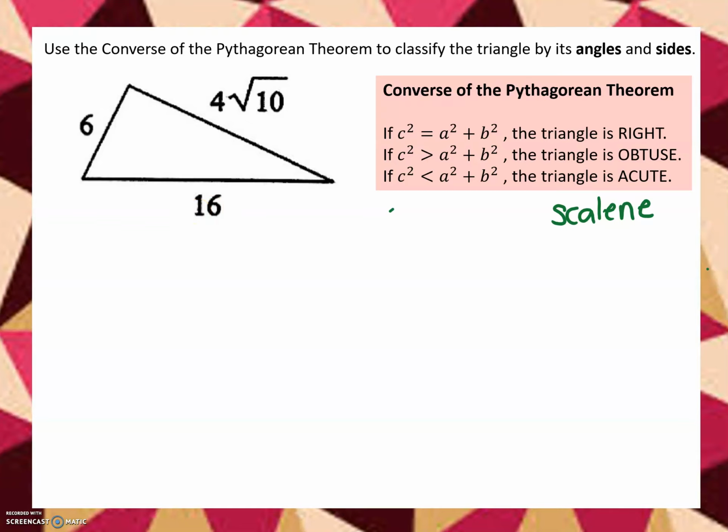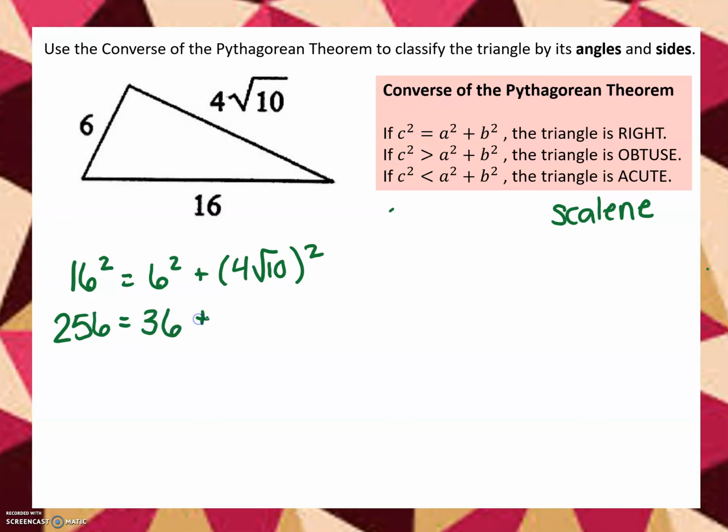So when I set up my equation for the converse, I'm going to write 16 squared first, because 16 is the longest. Then equals 6 squared plus 4 root 10 squared. Right, that looks a little messy, but it's not actually that bad. 16 squared is 256 equals 36 plus 160.